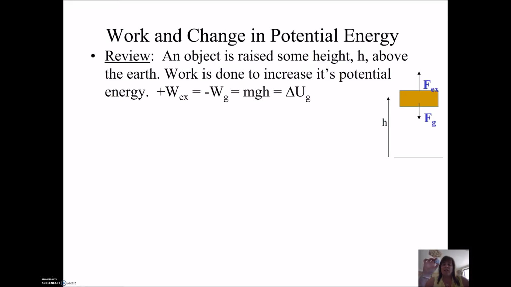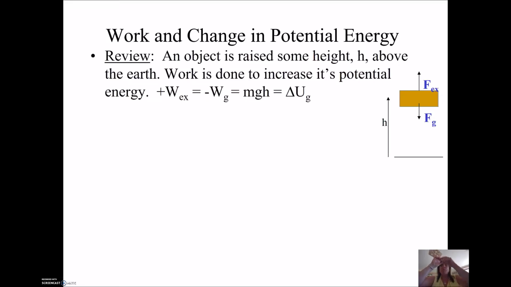Now I have a ball here, right? And if I raise it some height, I increase its gravitational potential energy. If we draw a free body diagram of the ball, there's a force that I'm exerting to lift the ball up. And remember, when force is in the direction of displacement, that's positive work. But there's another force down on this ball, the gravitational force, right?